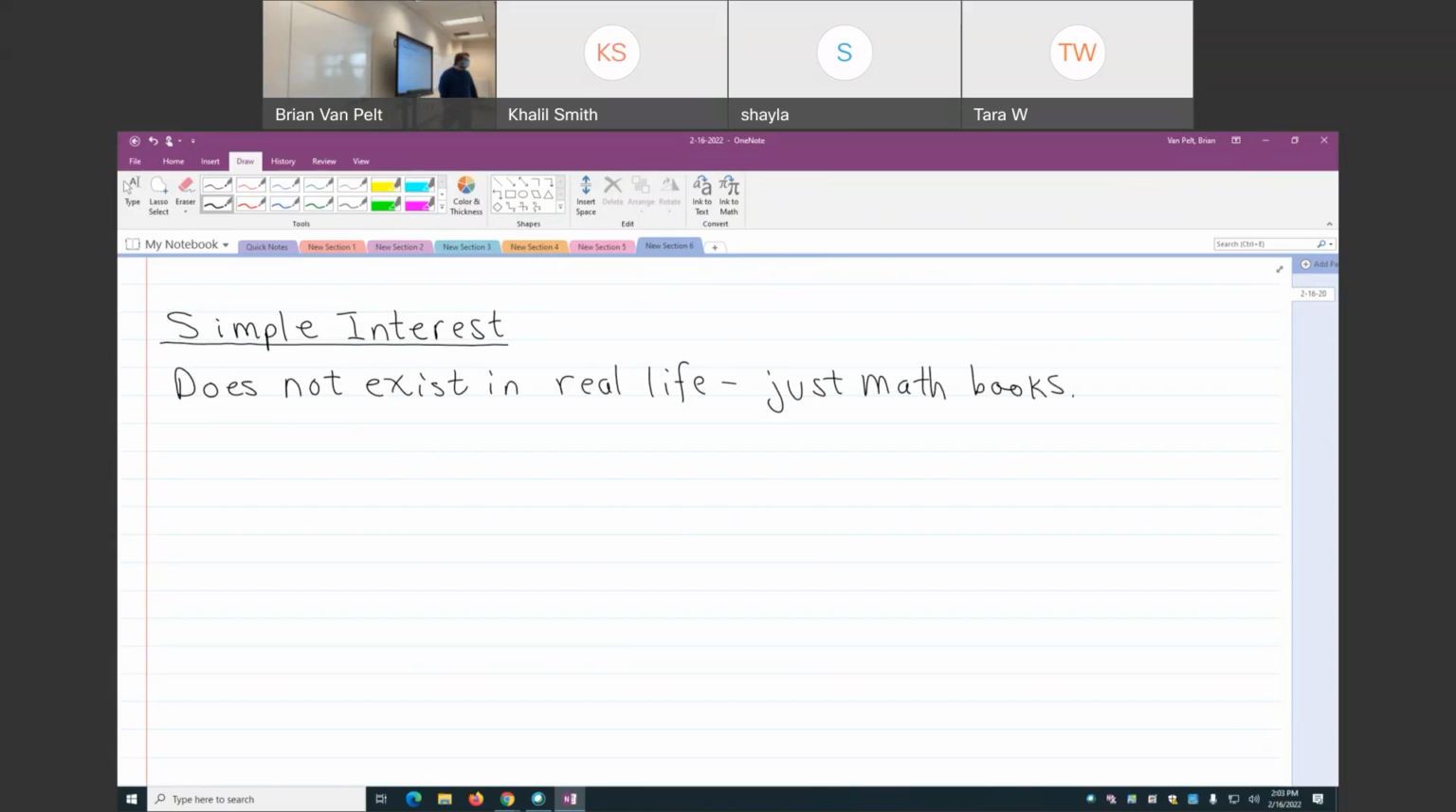Just so you know, simple interest does not exist in real life. It's a fantasy. But we use that problem because it's simple for us to do. The way simple interest works is this. The interest equals I equals PRT. And these are all multiplied. P times R times T.